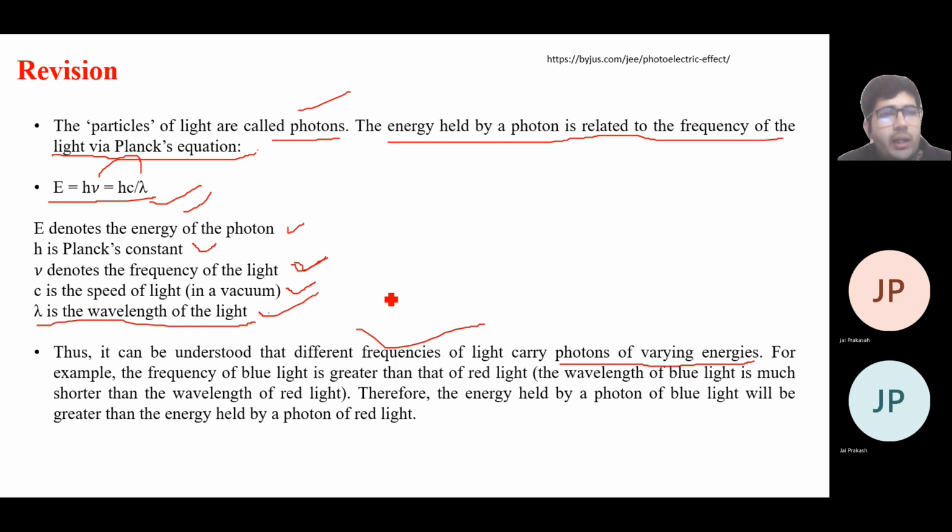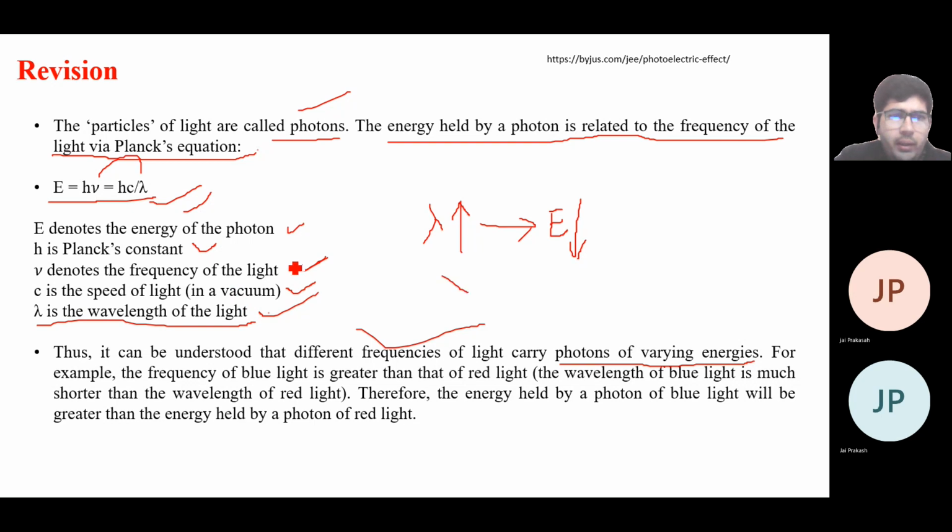Based on that, the energy held by the photon will vary, because E equals h nu, and h nu equals h c upon lambda. So the energy of the photon is inversely proportional to the wavelength. If the wavelength, lambda, increases, the energy of the photon will decrease.